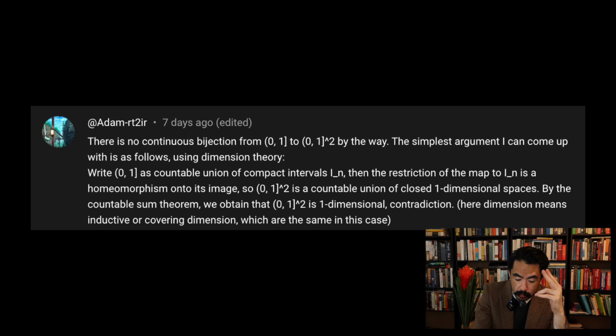The simplest argument I can come up with is as follows, using dimension theory. Write the interval [0,1] as a countable union of compact intervals I_n. Then the restriction of the map to I_n is a homeomorphism onto its image. So [0,1] squared is a countable union of closed one-dimensional spaces. By the countable sum theorem, we obtain that [0,1] squared is one-dimensional. Contradiction. Here dimension means inductive or covering dimension, which are the same in this case.